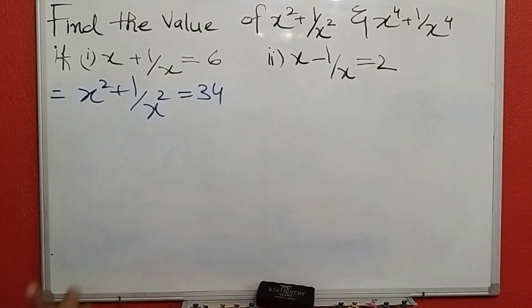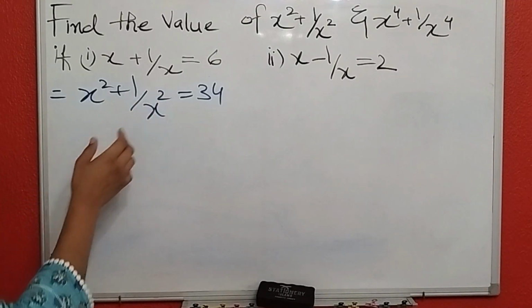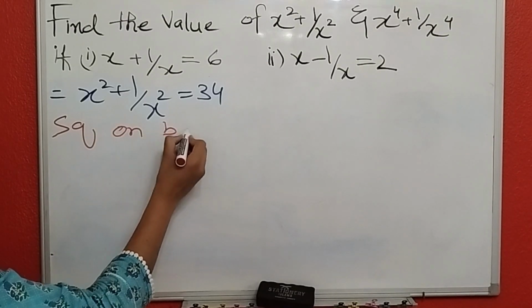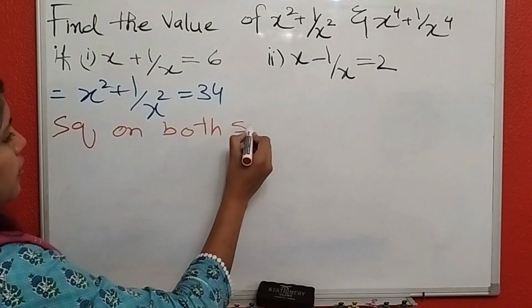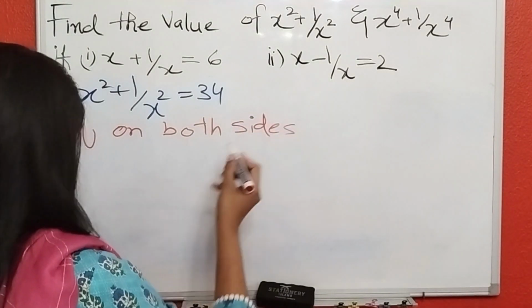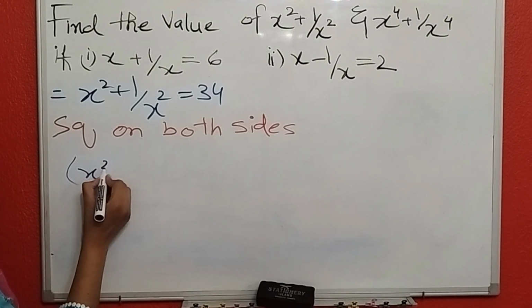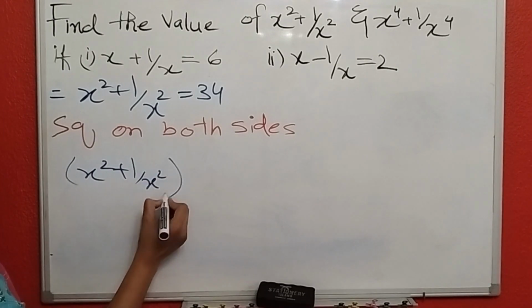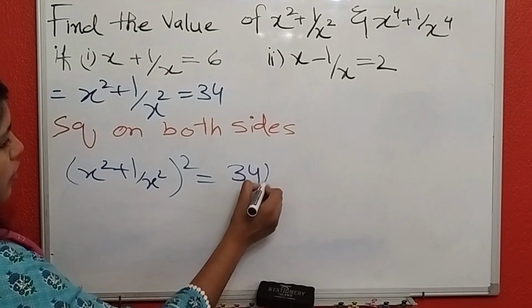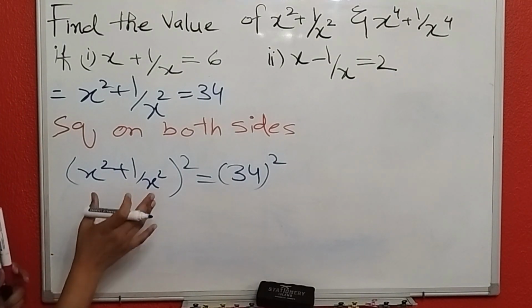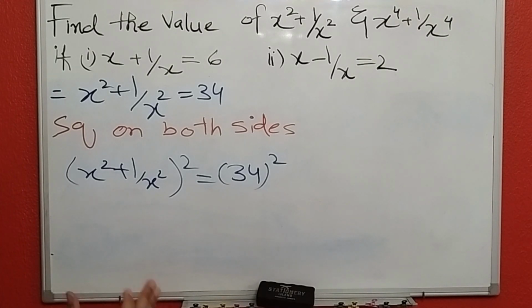So to convert this square into power 4, I am going to again apply squaring on both sides, and then this value will become x power 4. So again I am putting squaring on both sides. Okay, I am writing here x square plus 1 over x square whole square is equal to 34 square. Again here you can see these two values are adding, and these two values have whole square on them.